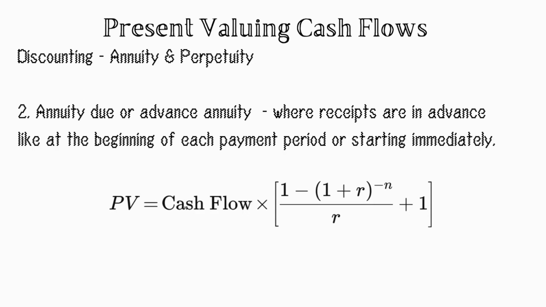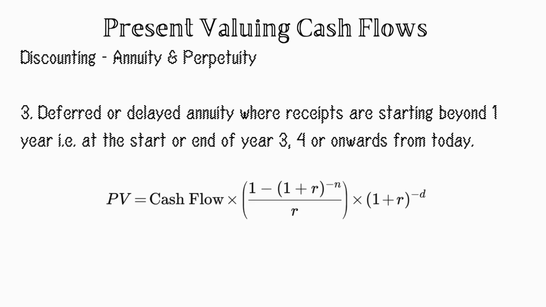Number two is the annuity due or advance annuity, where receipts are in advance, like at the beginning of each payment period or starting immediately. The advance annuity formula is equal to cash flows into 1 minus 1 plus r raised to power minus n divided by r, plus 1. This 1 is actually the present value for today.